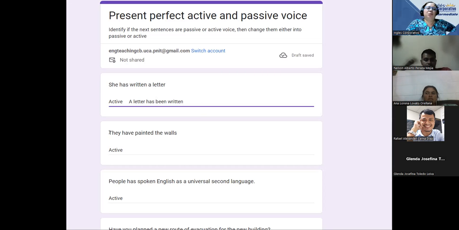Let's see this one. Lore, please read the sentence and tell us what parts of the sentence we have there. Okay, they have paint the walls. They is a subject. Have is the auxiliary. Paint is the participle verb. Yes. And the walls is the complement. It is the direct object. Okay. So in the passive voice, the walls will be the new subject, right? The walls, like this.